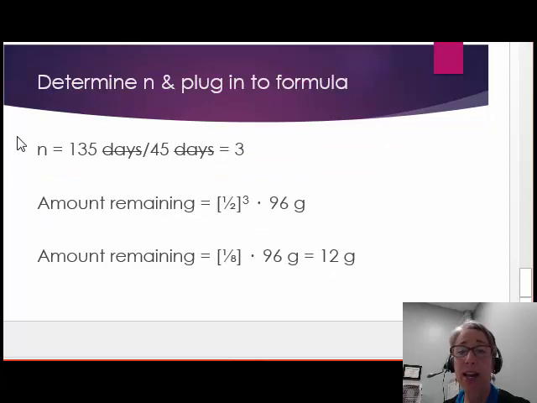Let's determine n, or the number of half-lives elapsed, by dividing 135 days by the half-life of 45 days. We actually end up with a whole number of 3, but let's plug it into the formula. The amount remaining is 1/2 to the n power, or third power, multiplied by the original amount of 96 grams. So the amount remaining is 1/8 multiplied by 96, which gives us a mass of 12 grams left after 135 days.